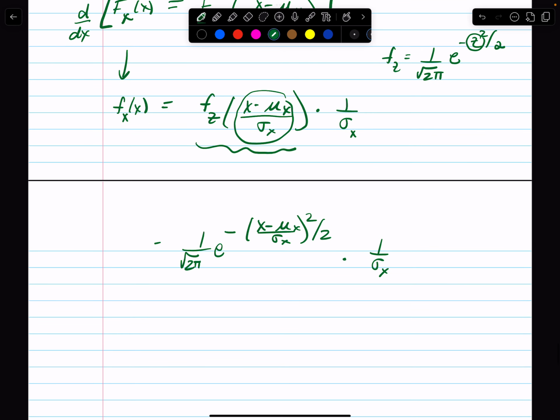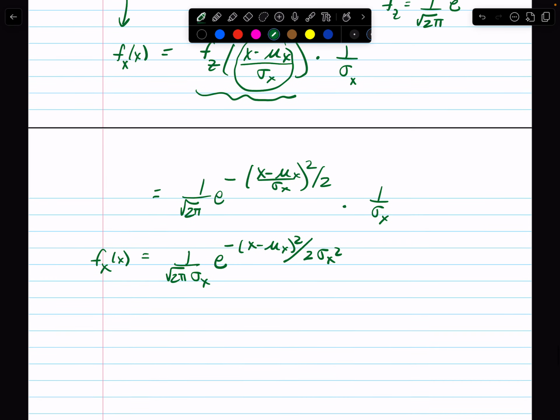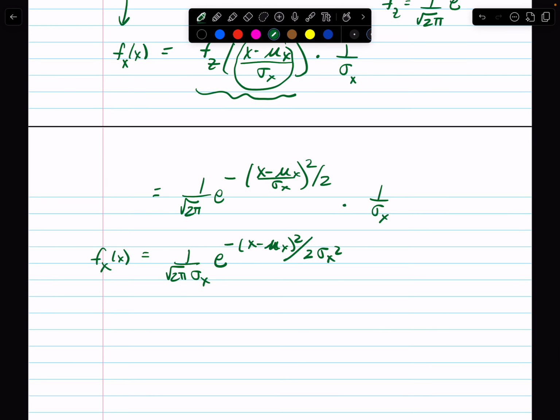Now if we clean this up a little bit, that's 1 over the square root of 2 pi sigma X, moving that sigma up front. And I can rewrite the exponent as negative (x minus mu X) squared over 2 sigma X squared. And that is precisely the PDF of a normal distribution whose mean is mu sub X and whose standard deviation is sigma sub X. So X is normal, mu X, sigma sub X squared. That is, if X is a linear transformation of the standard normal, it itself is a normal distribution.